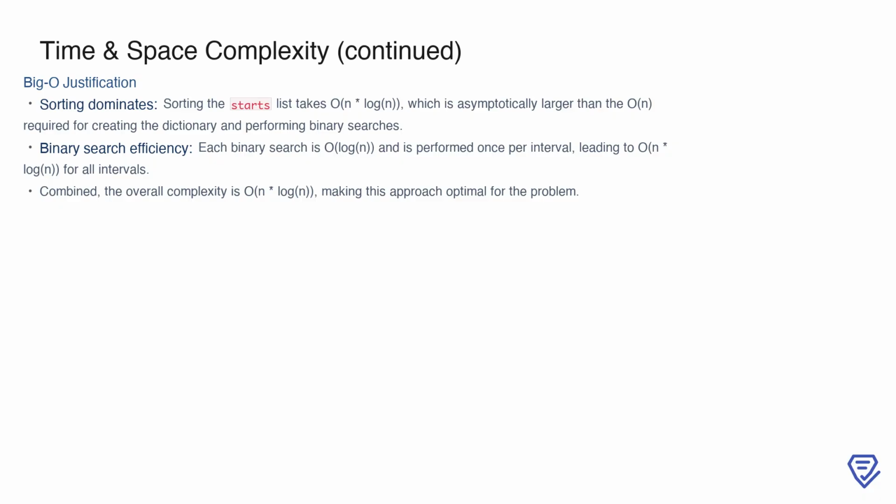This is the most efficient approach for this problem, as sorting allows us to reduce the repeated comparisons seen in the naive approach, and binary search ensures that the lookup process for the right interval remains highly efficient.